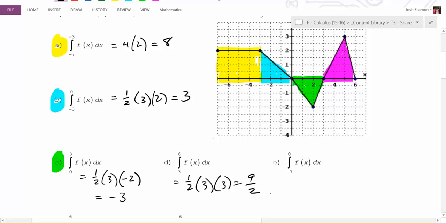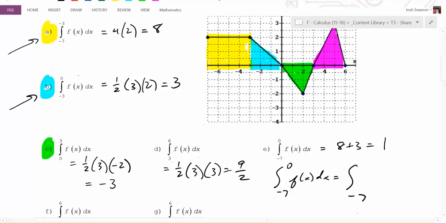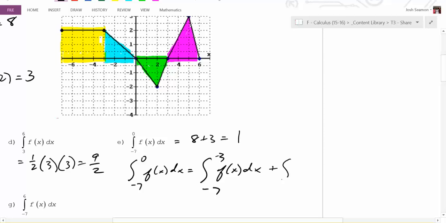And then what about -7 to 0? You can use answers that you've already have, right? It's going to be 8 plus 3, which is 11. It's the same 8 that you had here, and the same 3 you had right there. This actually shows you one thing about integrals: you can break them up. So the integral from -7 to 0 of f of x dx is equal to the integral from -7 to -3 of f of x dx plus the integral from -3 to 0 of f of x dx. That's reversible, so you can go back and forth.